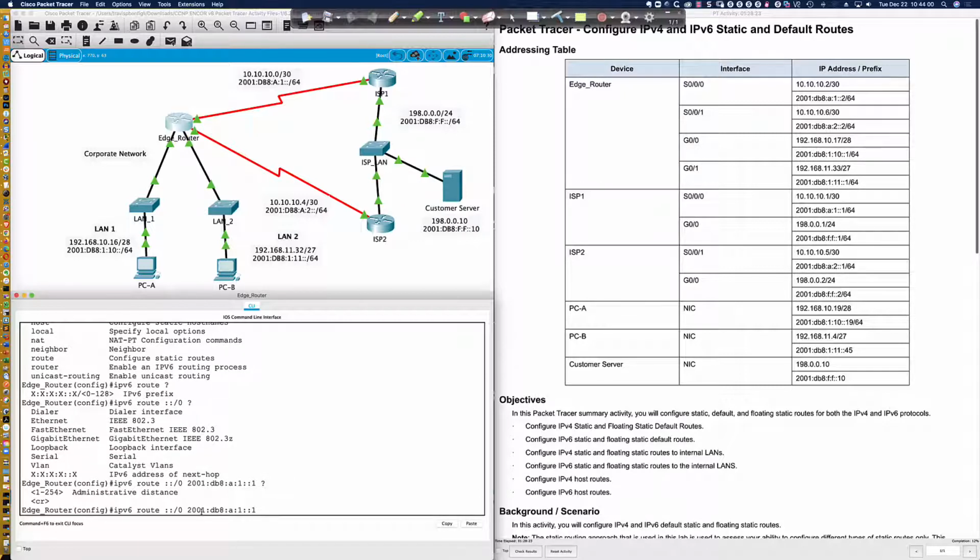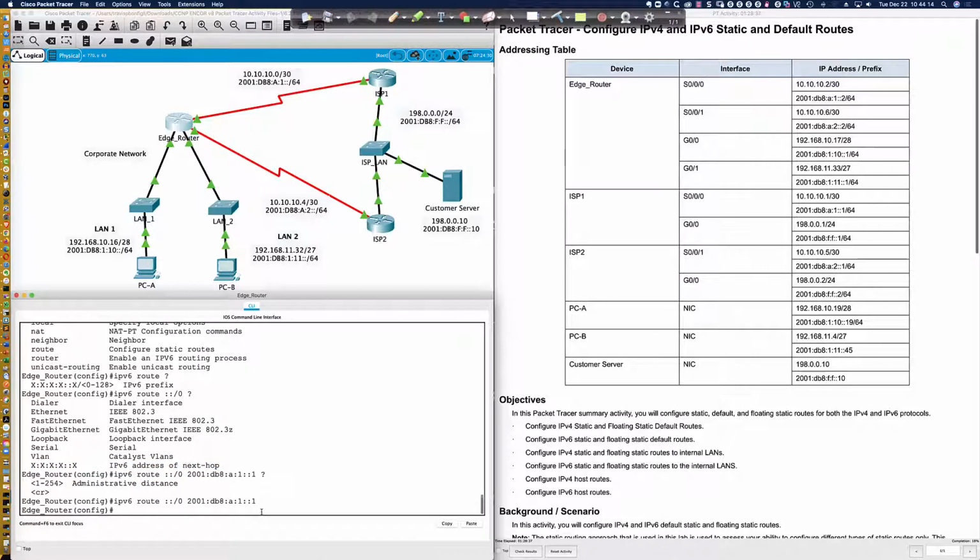Now, you can see here we could put an administrative distance, but we don't have to. And notice I'm not putting the prefix length at the end. It's not asking for the prefix length to be added here. And watch what happens when I hit enter. There it is. So now, and again, we receive 6 points or 6% for that. So that is your IPv6 next hop static default route.